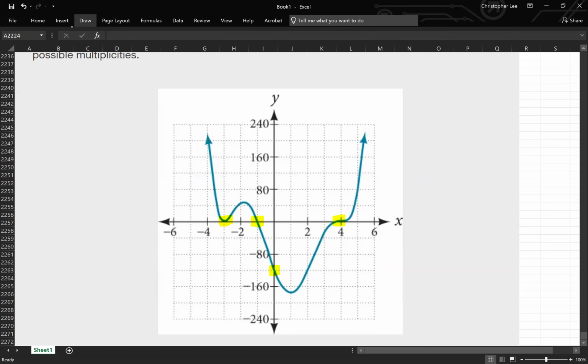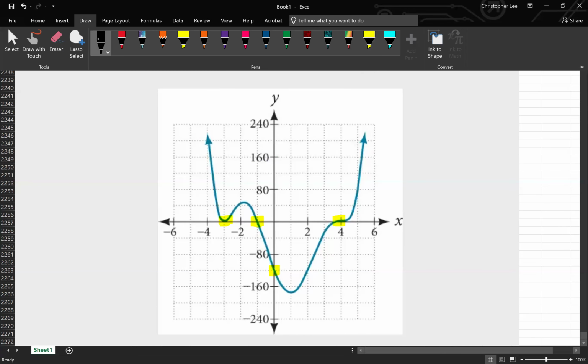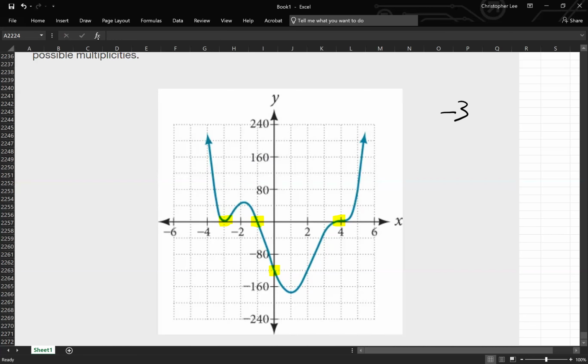This one, the -3 right here, right? I'm gonna just write on this side. So -3, is that gonna have an odd multiplicity or even multiplicity? What do we think? I'm looking at -3 right here. Even, right? So it's gonna have an even multiplicity. I don't know if it's 2, 4, 6, 8, but all I know is that it's even, right?